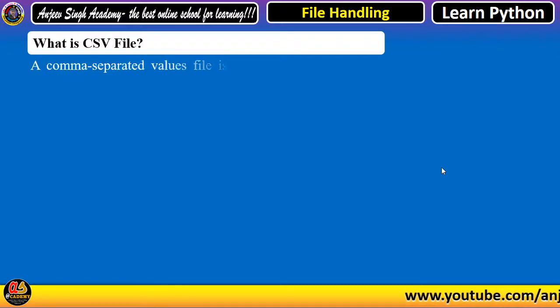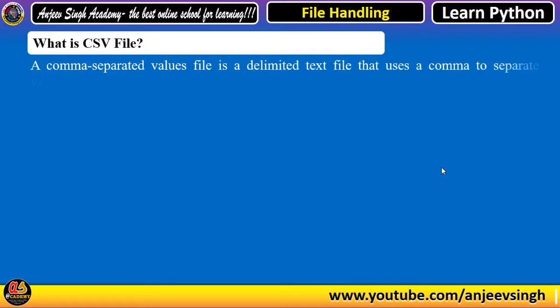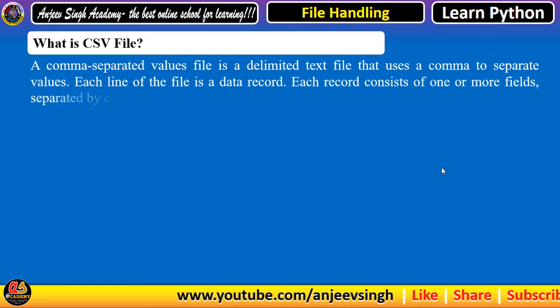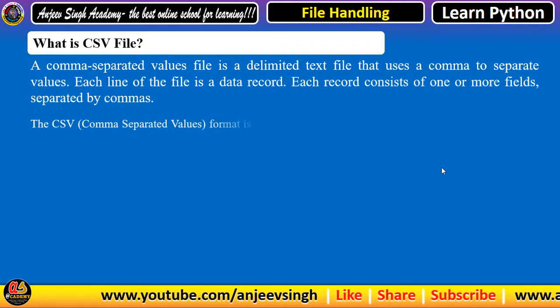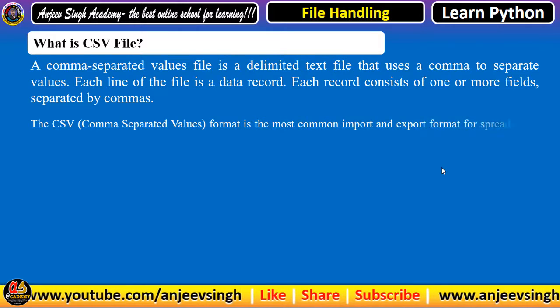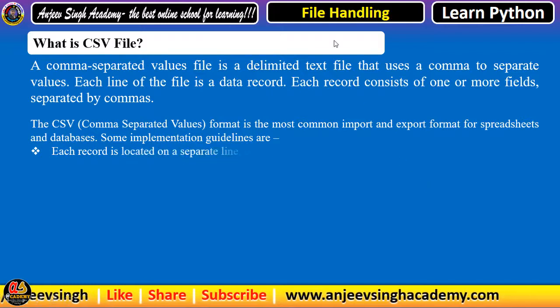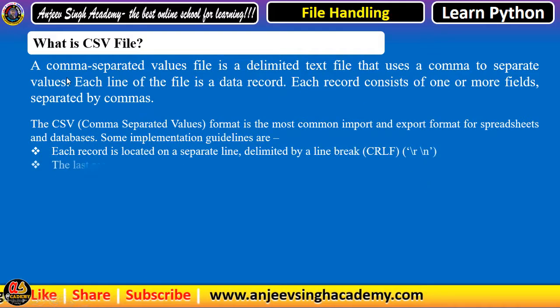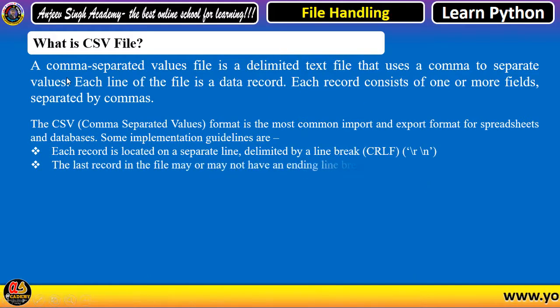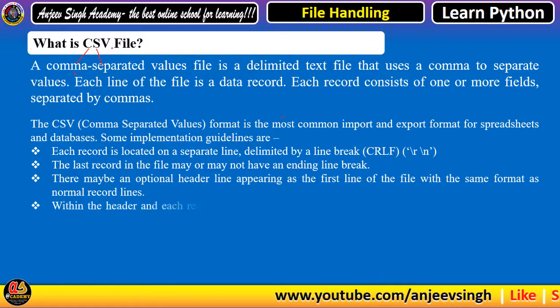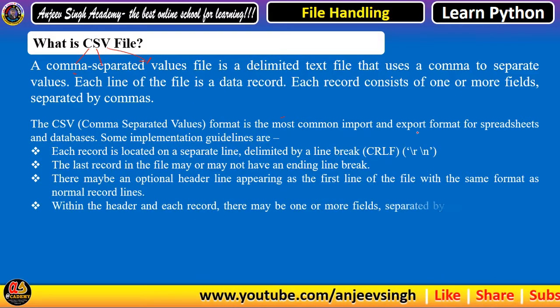CSV is a very popular file format. That file is used to share data from one place to another. It's a very portable file format which allows use with any operating system. CSV stands for comma separated values file. C for comma, S for separated, and V for values.